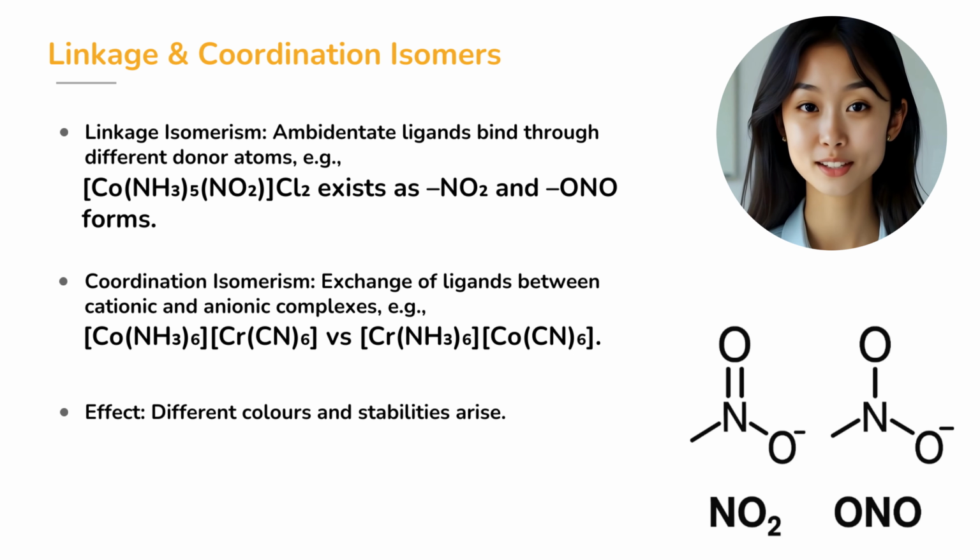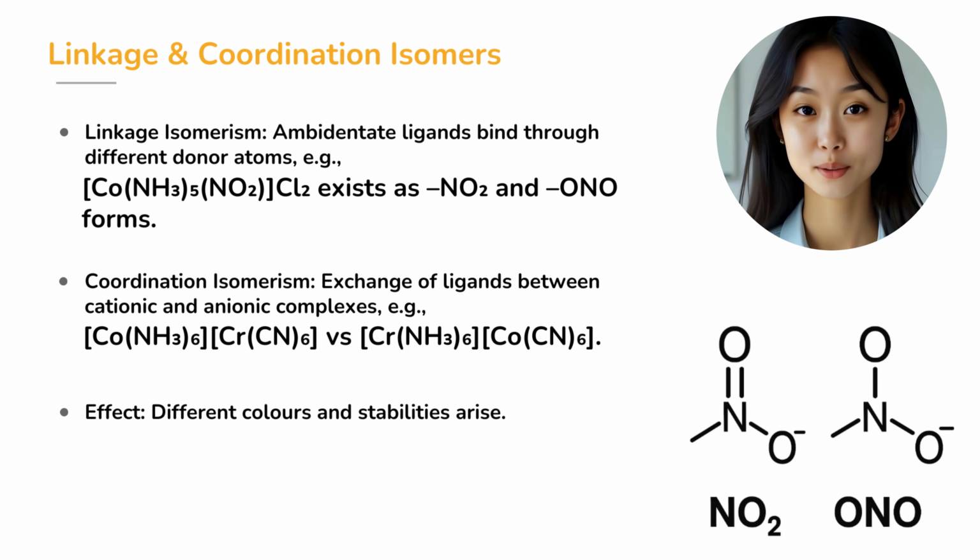Alright students, let's jump into one of the most fascinating parts of coordination chemistry, structural isomerism. Now, what does that mean? Basically, the same chemical formula, but different structures and hence different properties. Just like two people with the same name in your class but completely different personalities. First type here is linkage isomerism. This happens when a ligand has more than one possible donor atom. Such ligands are called ambidentate ligands.